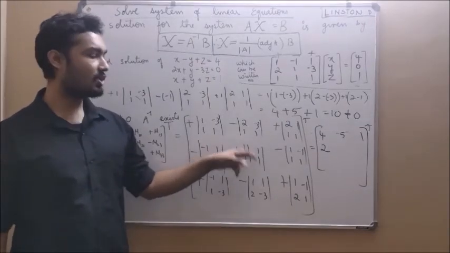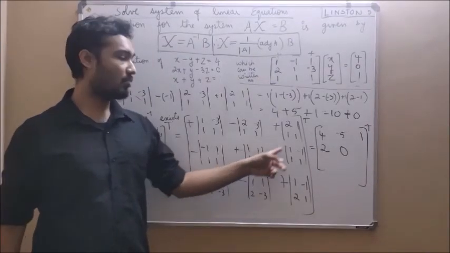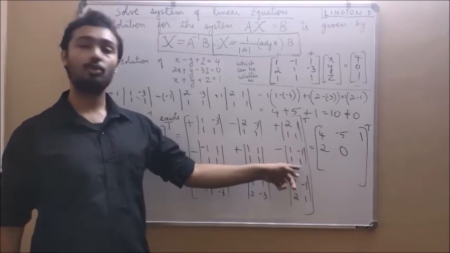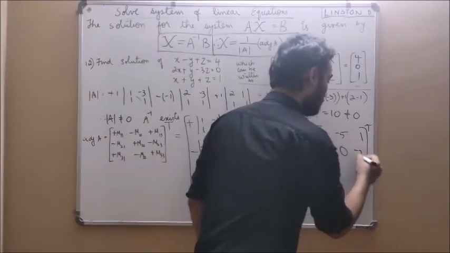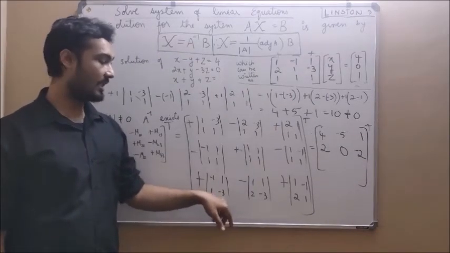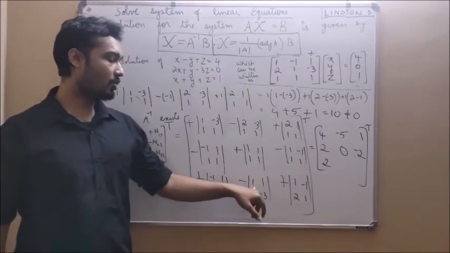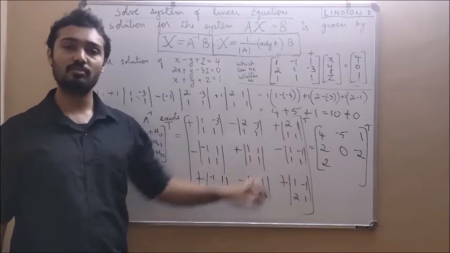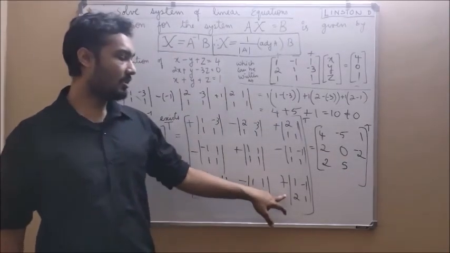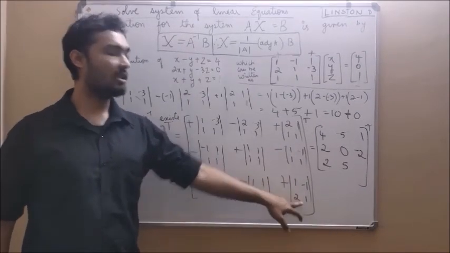Here, take the determinant: 1 into 1, 1 minus 1 is 0. Here, take the determinant: 1 into 1 is 1, 1 minus of minus 1 is plus 1, 1 plus 1 is 2, 2 into minus 1 is minus 2. Here, minus 1 into minus 3 is plus 3, 3 minus 1 is 2, so plus 2. Here minus, so 1 into minus 3, minus 3 minus 2 is minus 5, minus 5 into minus 1 is plus 5. Next here, 1 into 1 is 1, 1 minus of minus 2 is plus 2, so 1 plus 2 is 3.